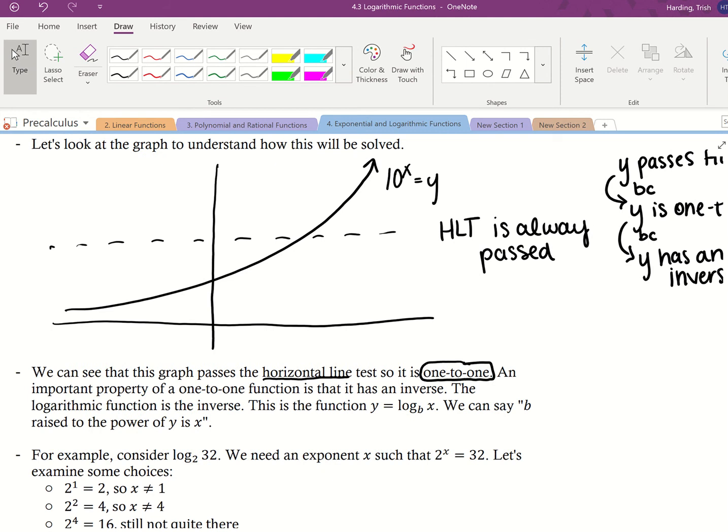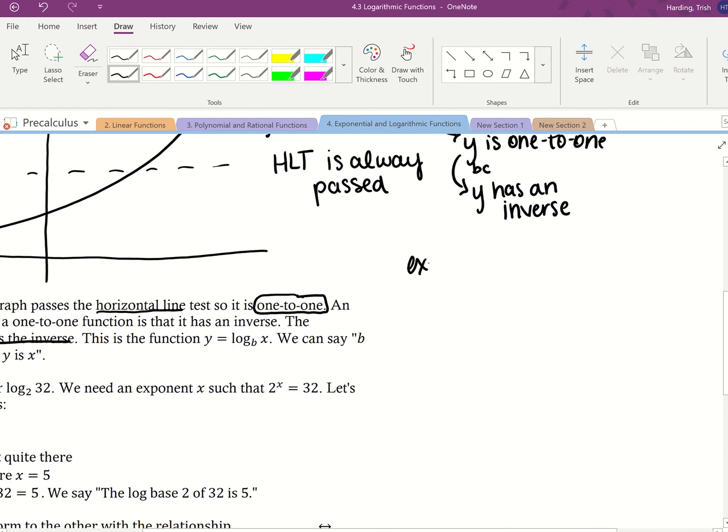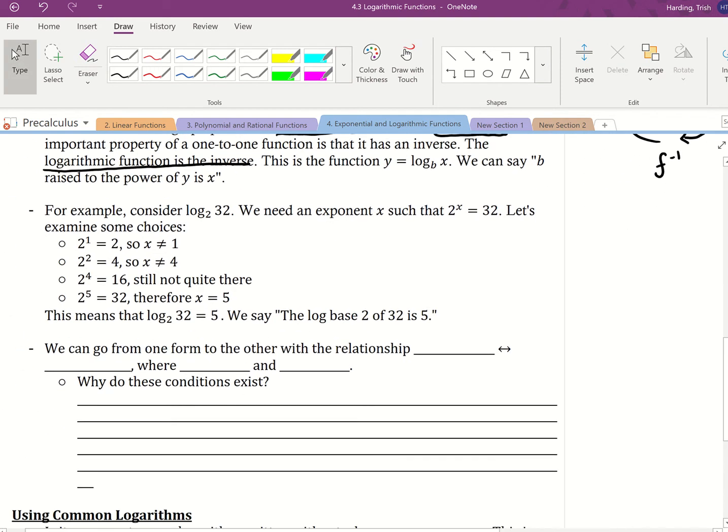So it just so happens that the logarithmic function is the inverse of an exponential. So this would look like exponential, then f inverse is a log. That means the inverse of a log is an exponential, and they just kind of go in a circle like that. Now, what is a logarithmic function?